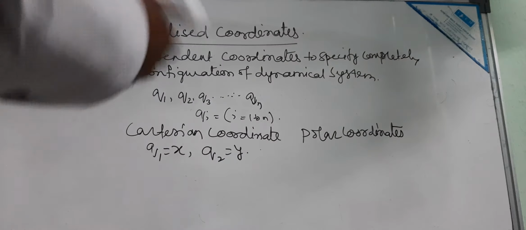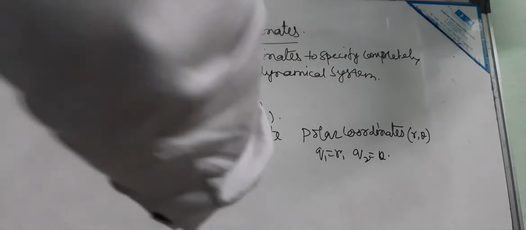And if it is in polar coordinates, then there is r and theta. So q1 will be r and q2 will be theta. q1 equals r, which is equal to root over x square plus y square, and q2 equals theta, that is equal to tan inverse y by x. So that is the polar coordinates.